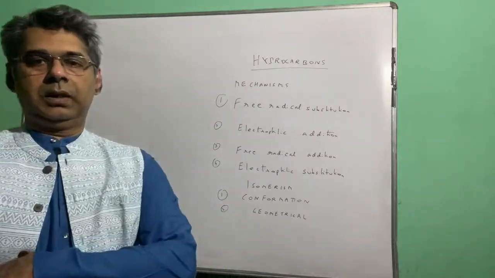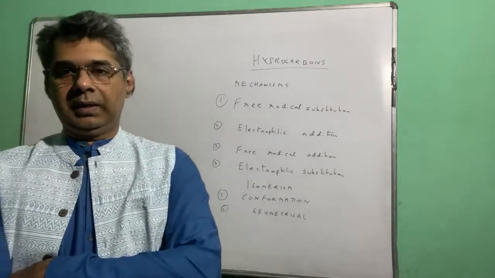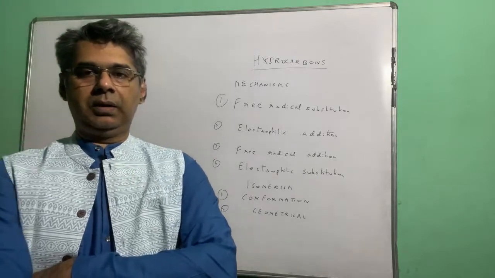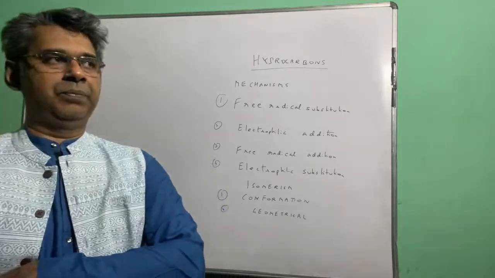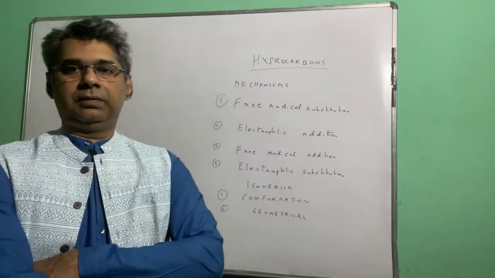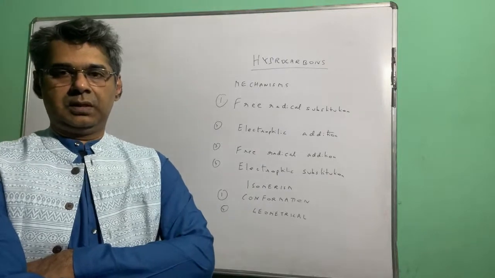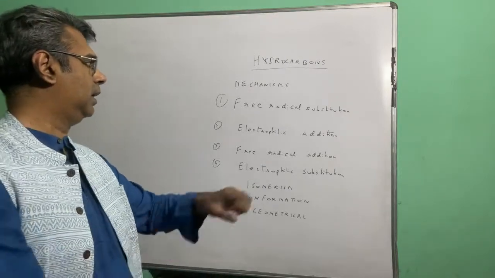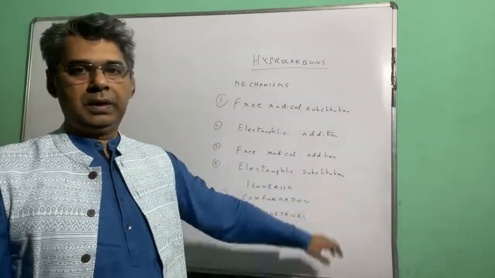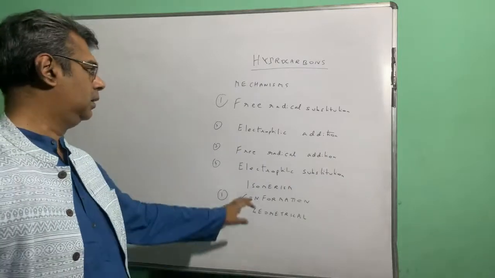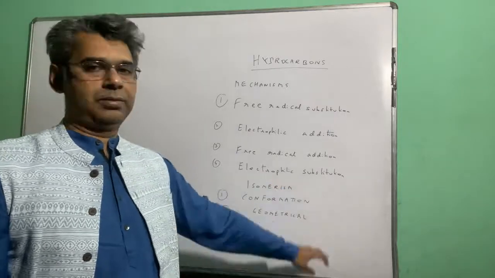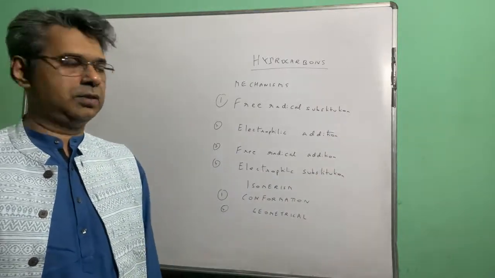Okay, so actually, this is what I'm targeting to do today. I don't know whether we'll be able to fully complete all of these, but this is what I'm targeting to do today. In this chapter, the hydrocarbons, the four main mechanisms are free radical substitution, then electrophilic addition, then free radical addition, and electrophilic substitution. These are the four main mechanisms in this chapter.